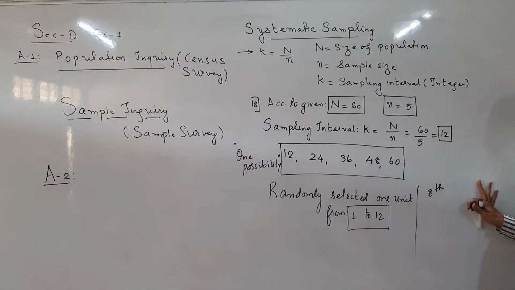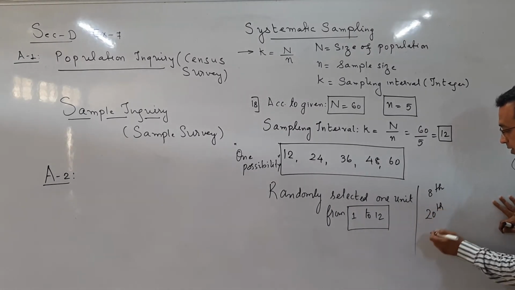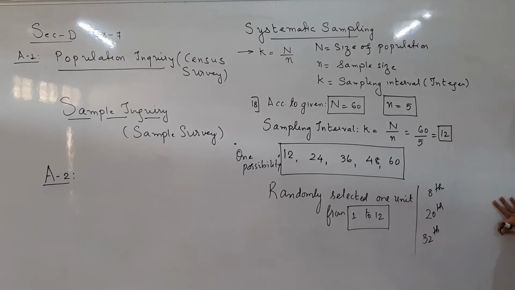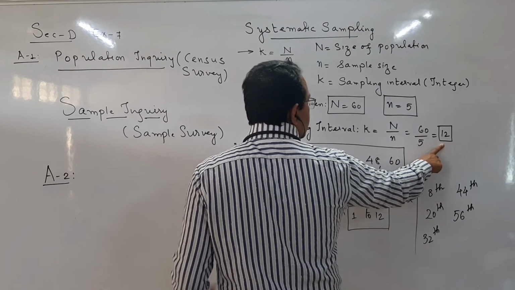Suppose I have taken the 8th unit, then at a gap of 12, 8 plus 12 is 20, 20 plus 12 is 32nd. Then again I add 12: 32 plus 12 is 44, and plus 12, I can even take 56. This can also be my sample units. Whenever you have a sampling interval K, you can select any one unit from 1 to 12. So this was the possibility when I took the 12th unit, which is the easiest way.